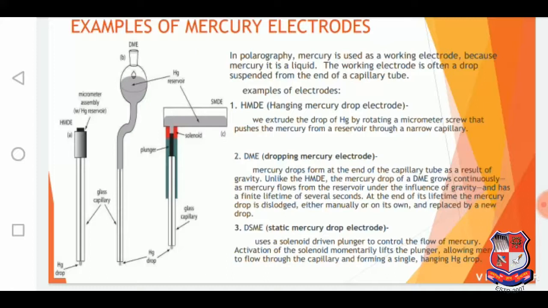At the end of its lifetime, the mercury drop is dislodged either manually or on its own and replaced by a new drop. And that is how the DME works using the drops. The drop is the main thing involved, and it carries the potential.